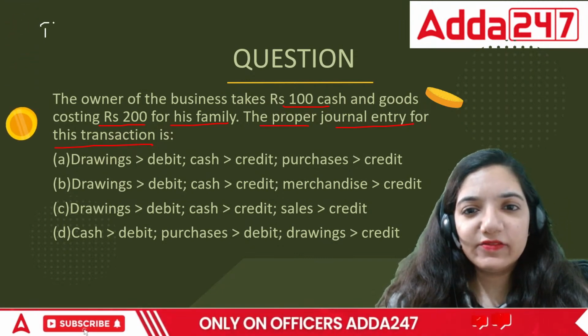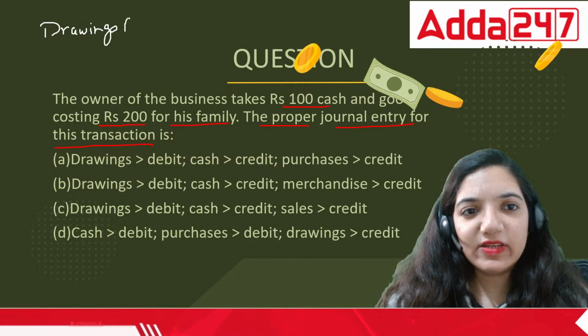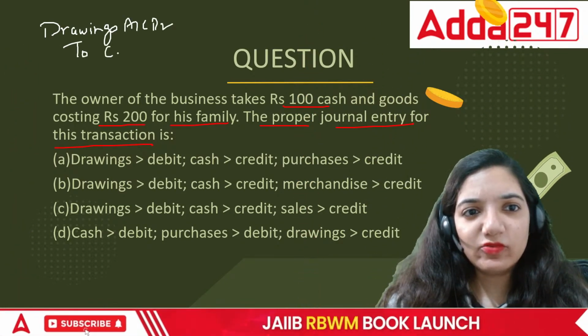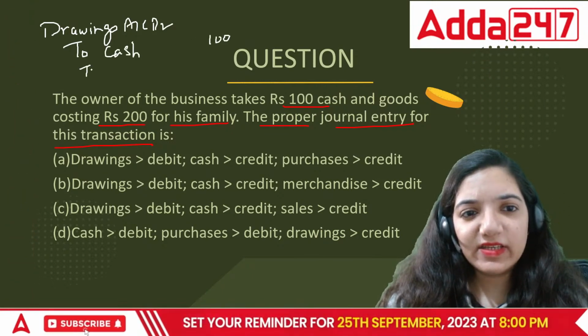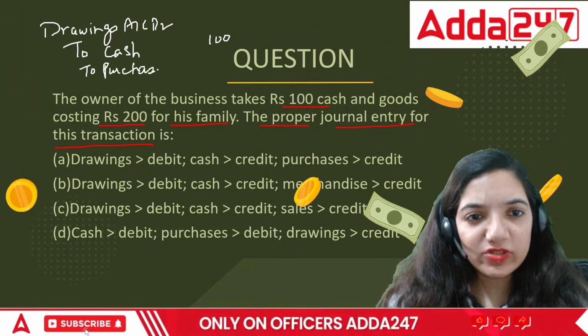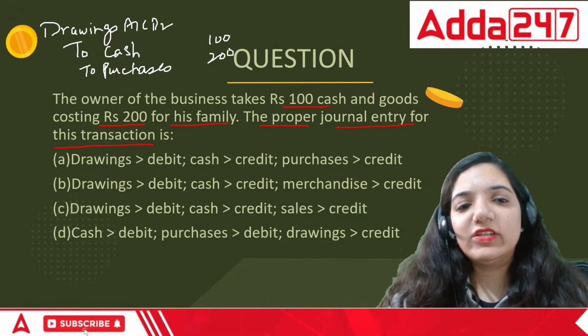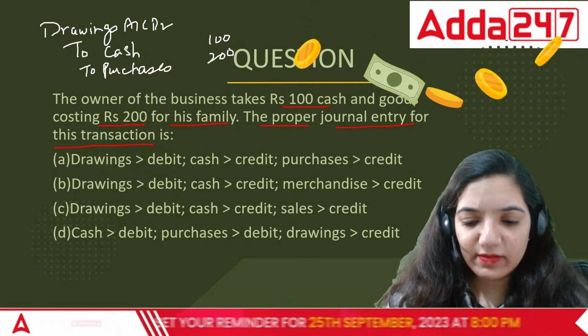In this case, first of all, we are having drawings, but the drawings is in what form? Drawings account debited. Two, first of all, we are losing cash. The cash is of rupees 100, and at the same time, we are also losing goods. The goods are not being used in the business. When the goods are not being used, then this would be noted as purchases on the credit side.